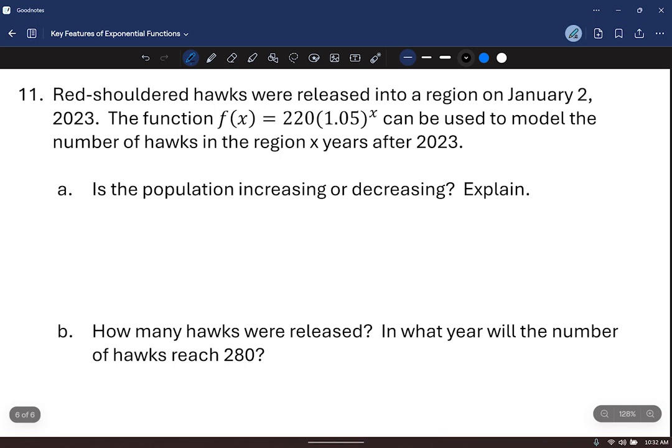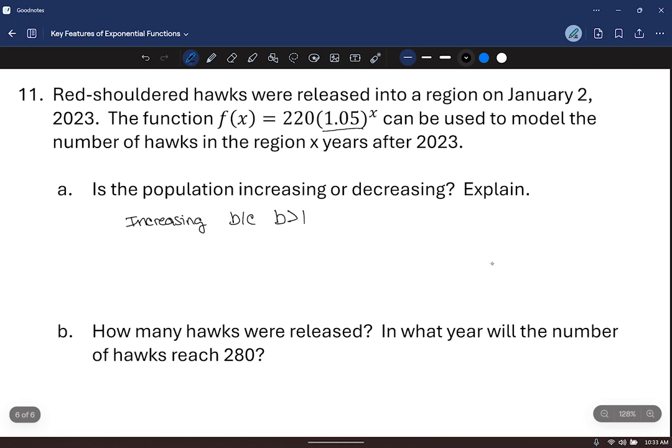All right, red-shouldered hawks were released into a region on January 2nd, 2023. The function f of x equals 220 times 1.05 to the x can be used to model the number of hawks in the region x years after 2023. Is the population increasing or decreasing, and explain? Well, the base of this exponent is 1.05, so that's above 1, which means this is a growth, so we would say increasing. And our reasoning for that is because b is greater than 1.